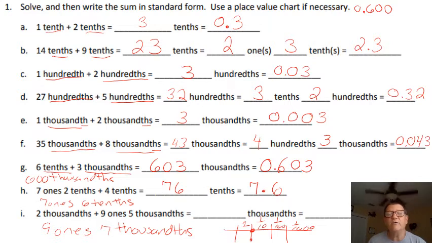So it said 9 ones, 7 thousandths. Well, I know that I have to put placeholders in there. So if I read this to the thousandths, I would read this whole number. It would be 9,007 thousandths. And I can see, since I put it in a place value chart, for decimal form it would be 9 and 7 thousandths.